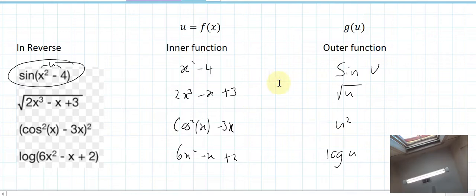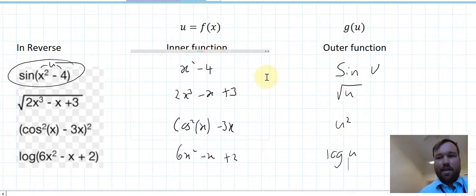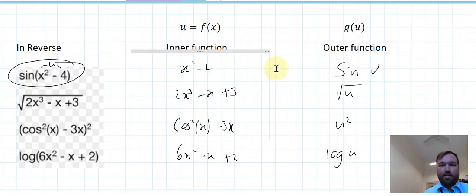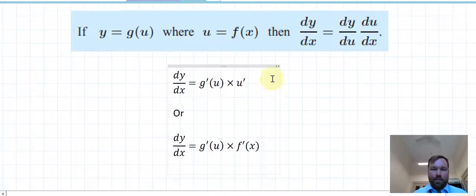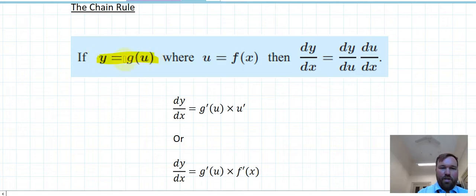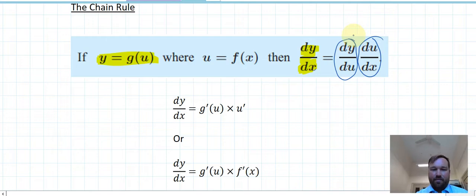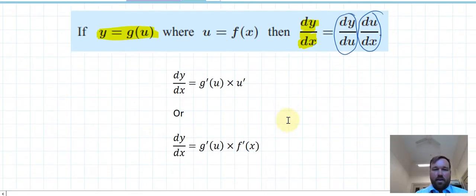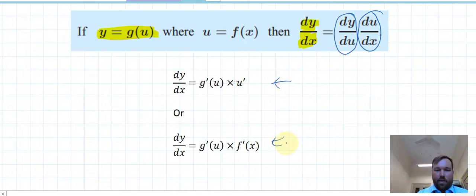Alright, so now I've had a little bit of practice of going the inside and the outside function. I'll introduce the chain rule. The actual calculus notation is tricky, but how to use it, I think, is fairly simple. So, here we go. If you have something in the form y equals g of u, so an inner and outer function, then dy dx is equal to the derivative of the outer multiplied by the derivative of the inner. You may also see it expressed in any of these ways.